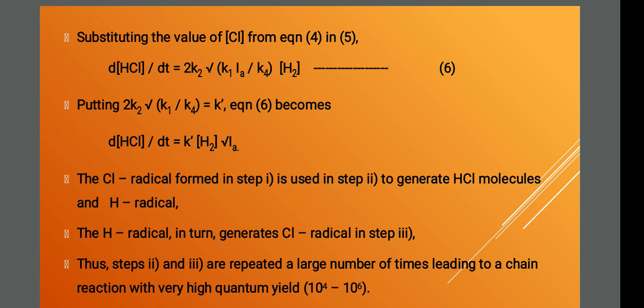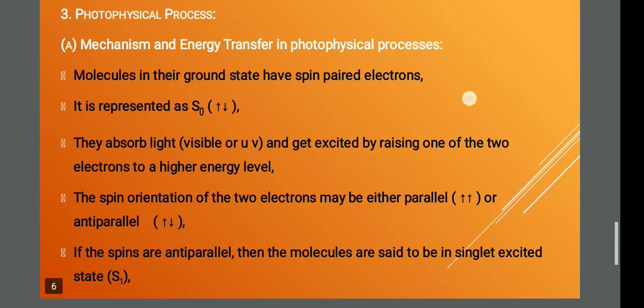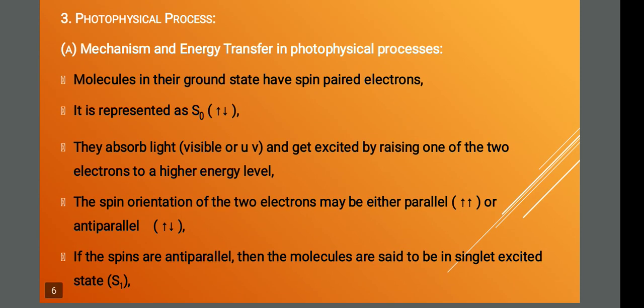And the next topic you are going to see for today's class is photophysical processes. So coming to photophysical processes, the mechanism and energy transfer in photophysical processes: molecules in the ground state have spin-paired electrons. It is represented as S0. One is shown by an upward arrow, another by a downward arrow.